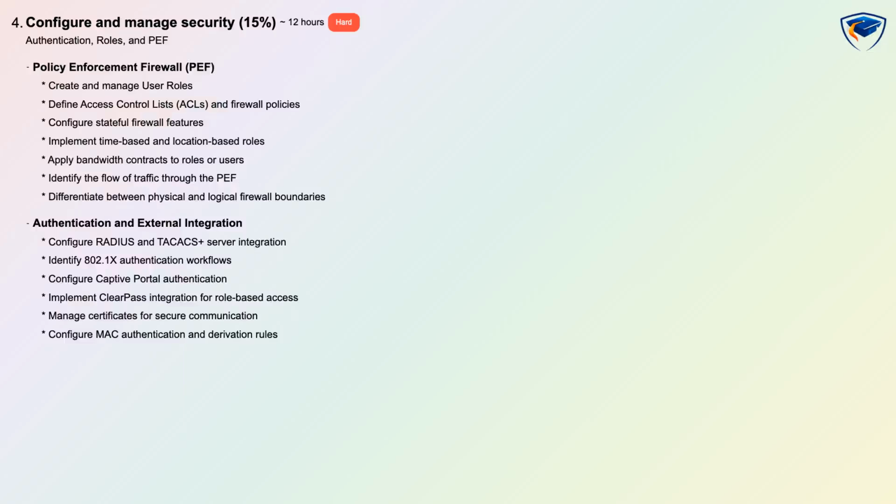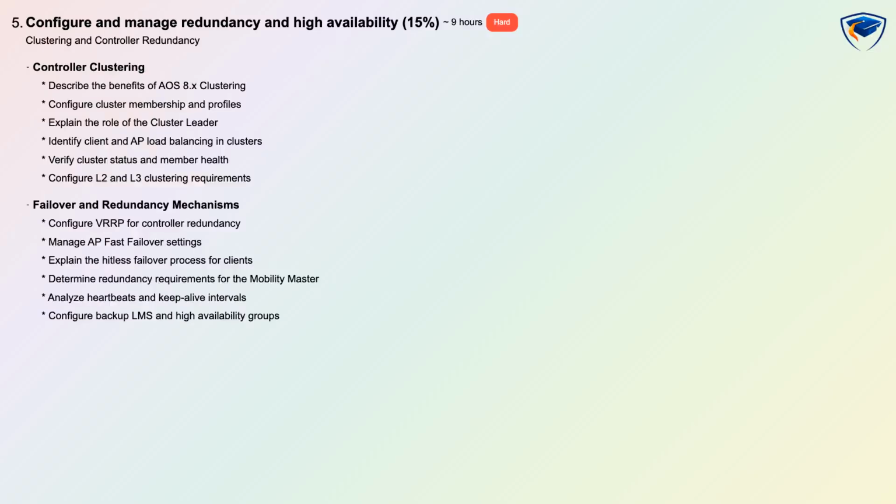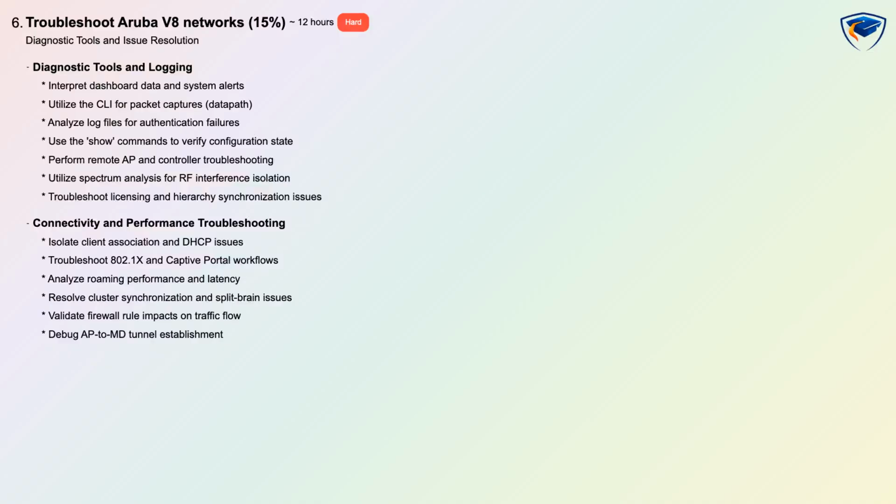Configure and manage redundancy and high availability is weighted 15%, rated hard, and has an estimated learning time of 9 hours with conceptual and scenario-based assessment. You will learn AOS 8X clustering benefits, configure cluster membership and profiles, and understand the role of the cluster leader with client and AP load balancing. The domain covers VRRP for controller redundancy, AP fast failover, hitless client failover, Mobility Master redundancy requirements, heartbeat tuning, and backup LMS configuration.